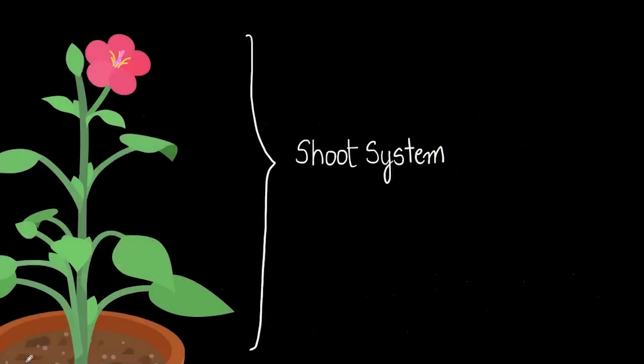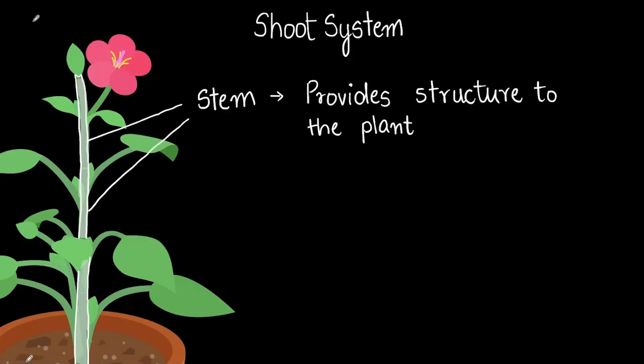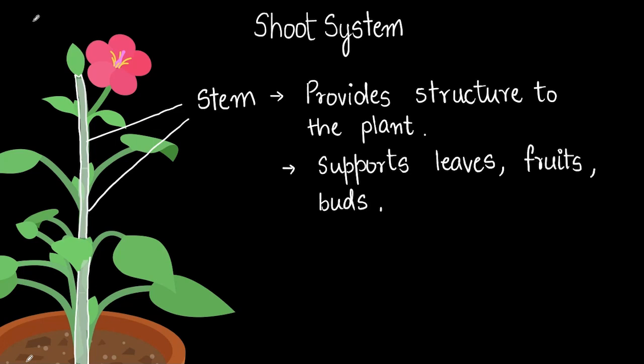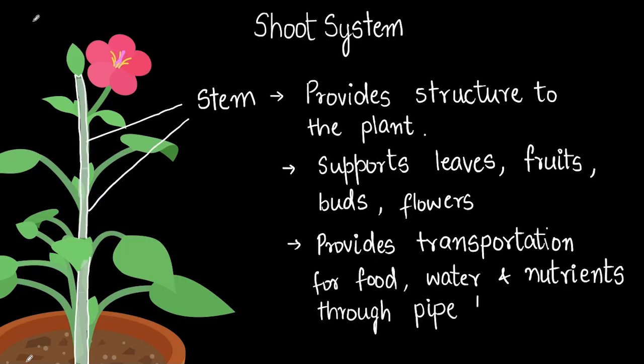Now, let's dive into the shoot system. This part that you see highlighted here, that's called the stem. The stem provides structure to the plant. The stem is what supports the leaves, fruits, buds, flowers, everything. The stem is also important for transportation. It provides transportation for food, water, nutrients through a pipe-like structure that lies inside the stem, and that's what helps transport all these things.